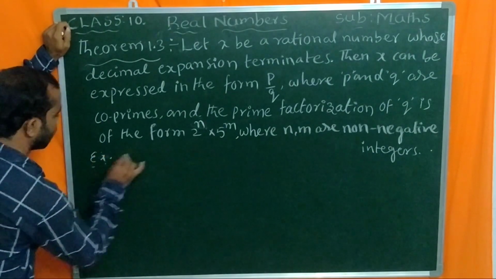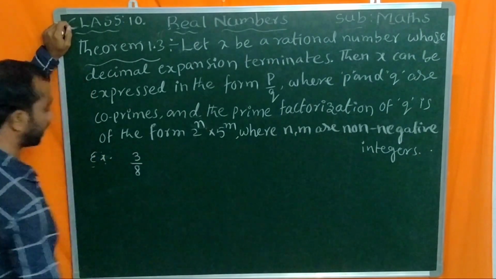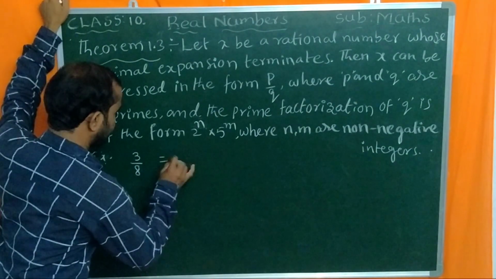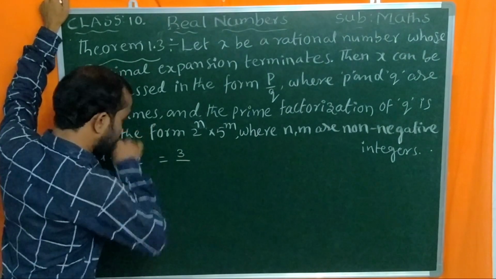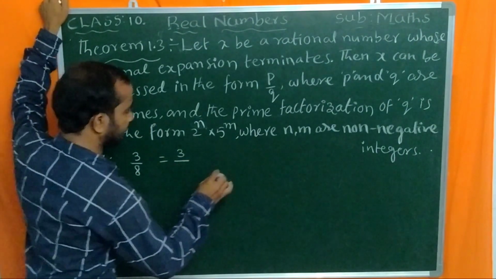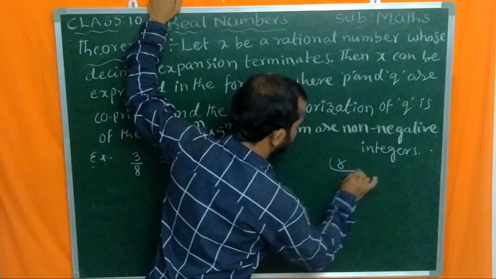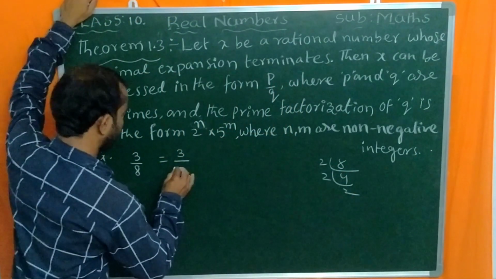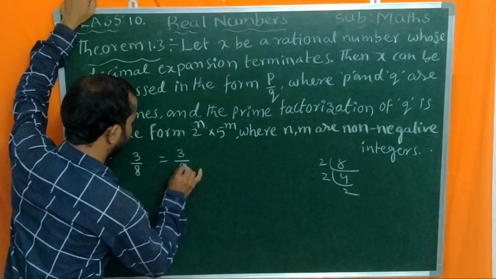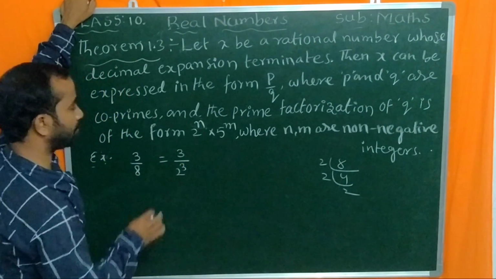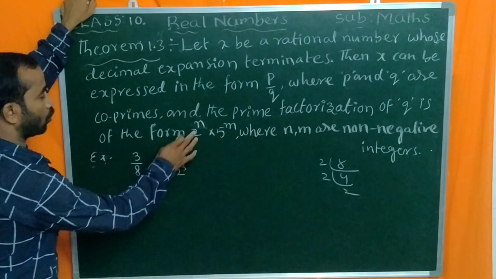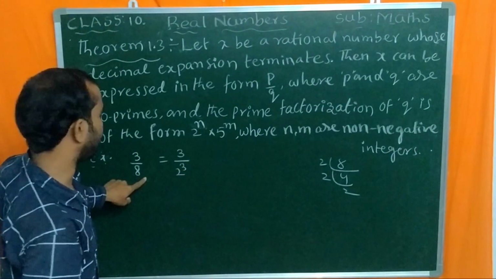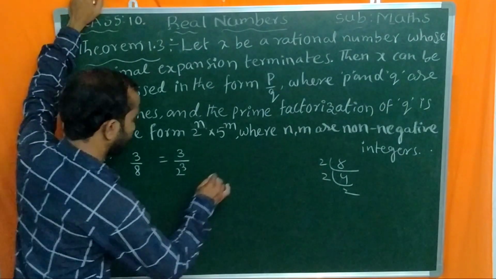For example, 3 by 8 is a rational number. The denominator 8 is written as 2 into 2 into 2, so 2 power 3. So the denominator can be written as 2 to the power of n. So this is a terminating decimal.